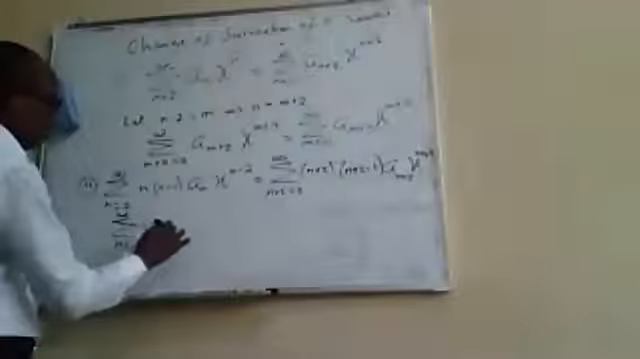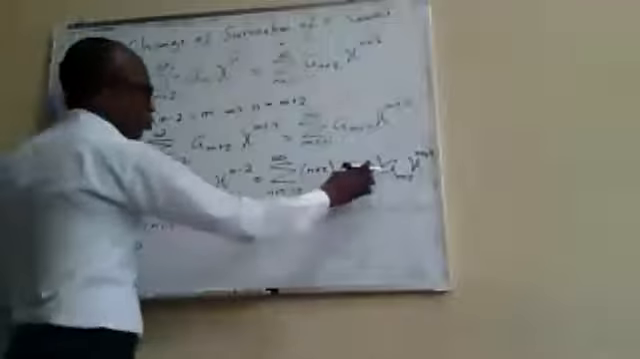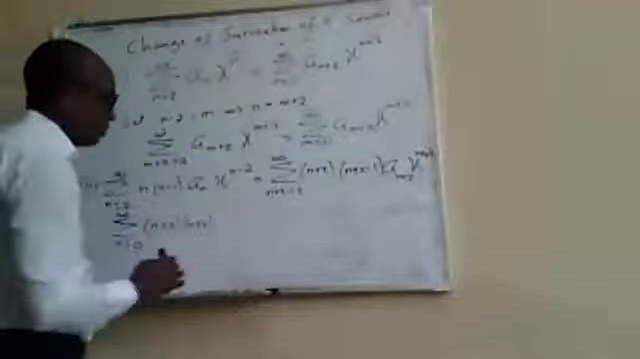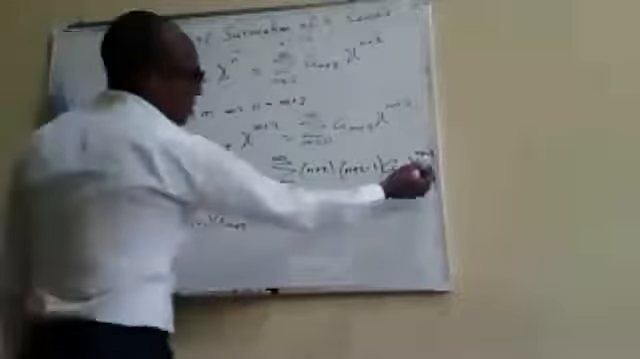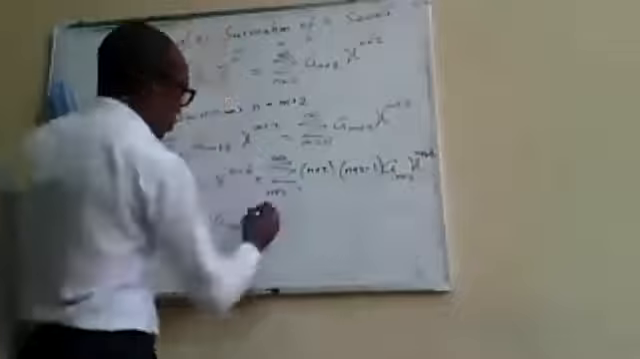When the 2 goes to the other side, that will reduce to n equal to 0 to infinity of (n plus 2). Then n plus 2 minus 1 will give us (n plus 1), then a_(n+2) s, and n plus 2 minus 2 is just s to the power n. So you can see that the base has changed. The summation has changed from n equal to 2 to n equal to 0.